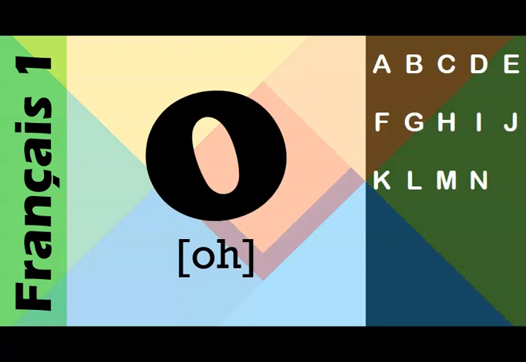Okay, if I've got this all right, and I know I do, we say A, B, C, D, E, F, G, H, I, J, K, L, M, N, O. All right, 1, 2, 3. A, B, C, D, E, F, G, H, I, J, K, L, M, N, O.